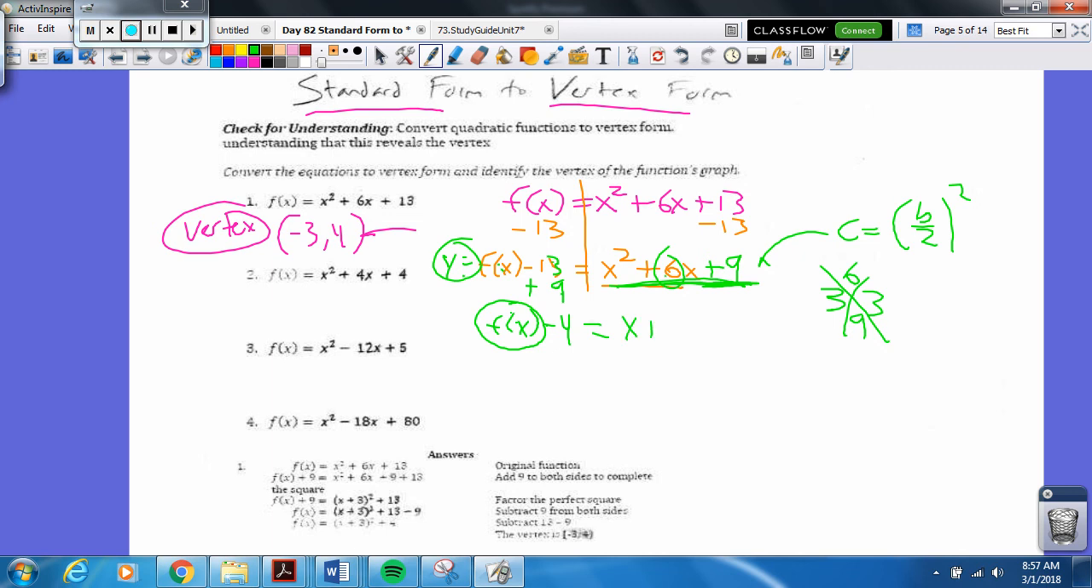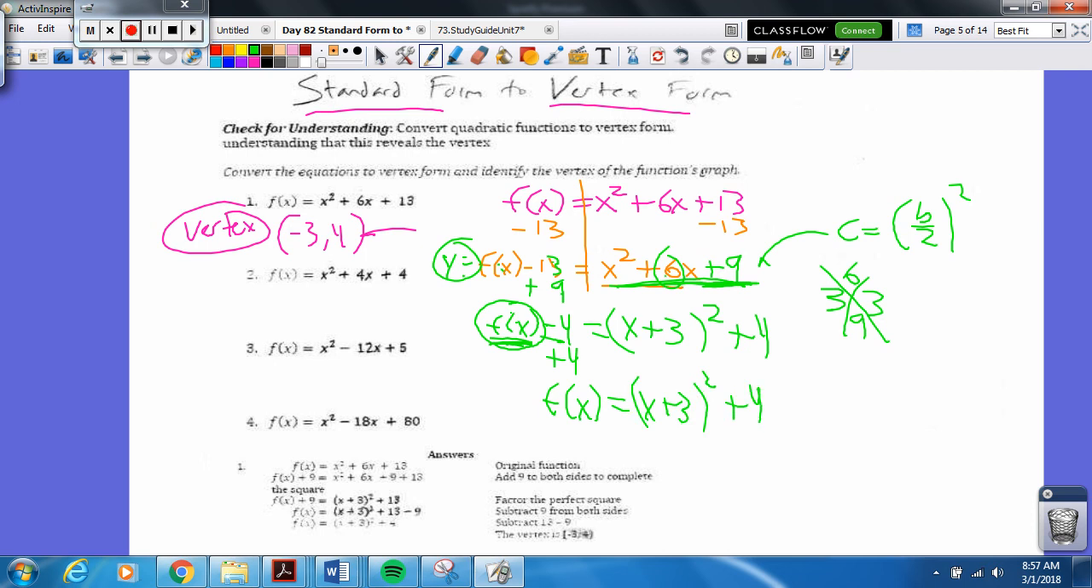So it's x plus 3 squared. Okay. Almost done. I've got to solve for f of x. So this negative 4 has got to go. So I'm going to add 4 to both sides. So f of x equals x plus 3 squared plus 4.